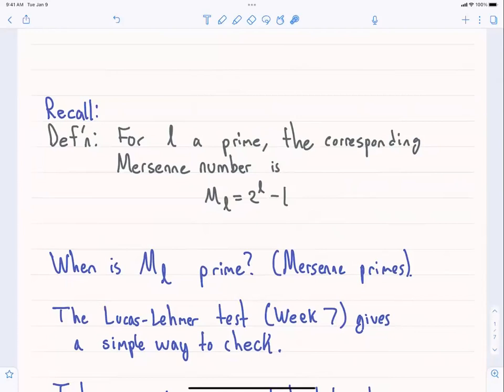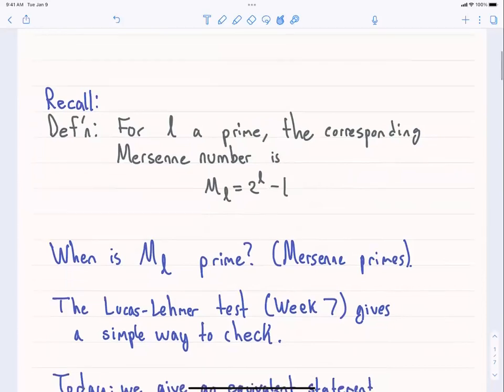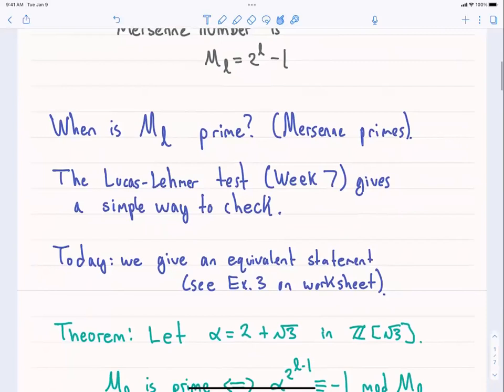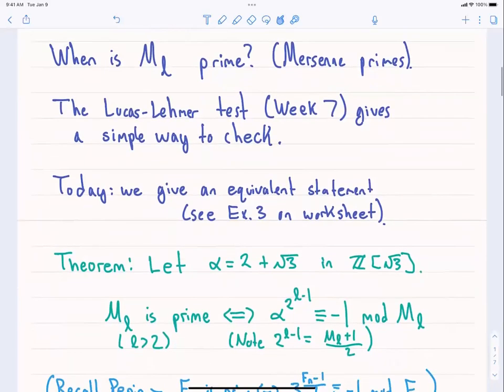So today we want to sort of justify the Lucas-Lehmer test. It's going to look a lot like how we justified the Pepin test, but it's a little bit more complicated. We're not actually going to give the Lucas-Lehmer test as we stated in week 7. Instead, we give the following equivalent version.